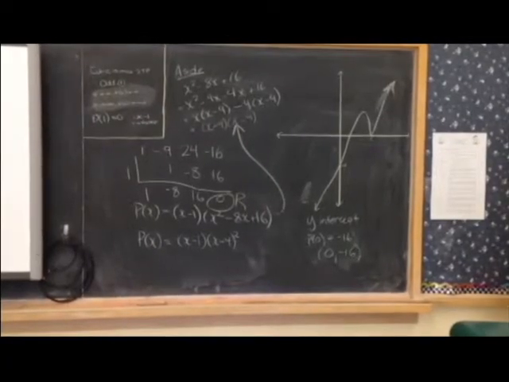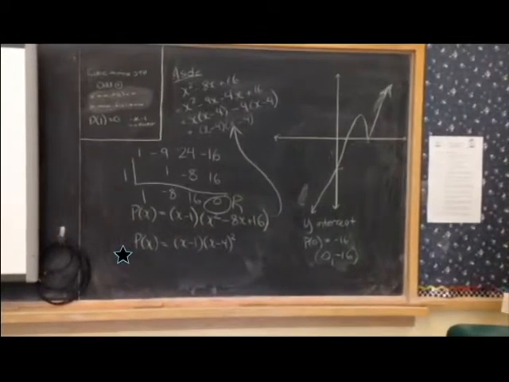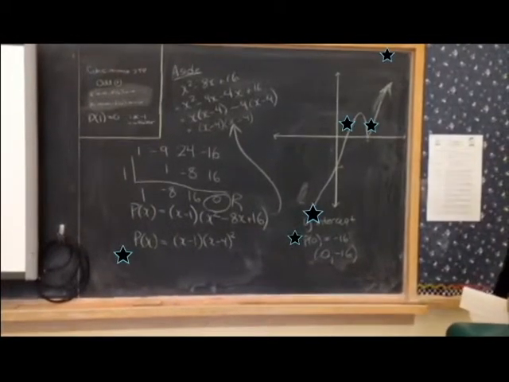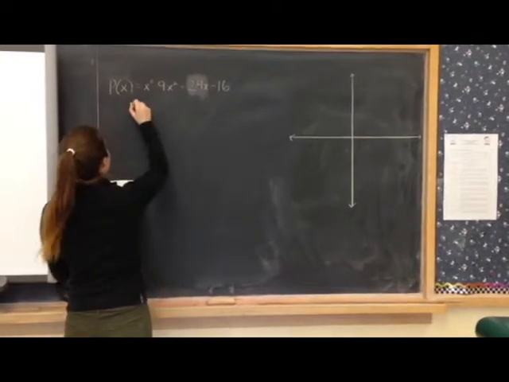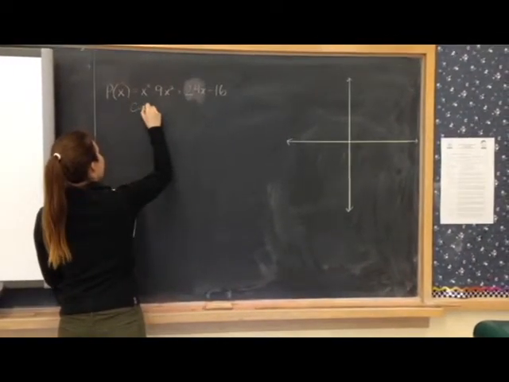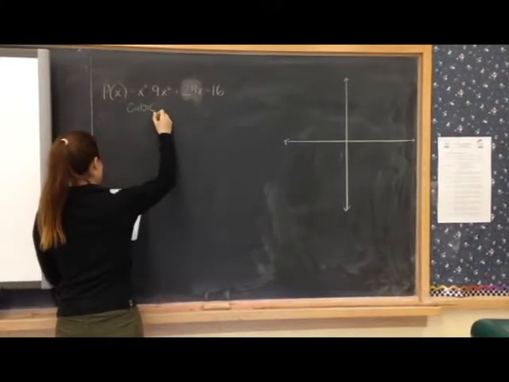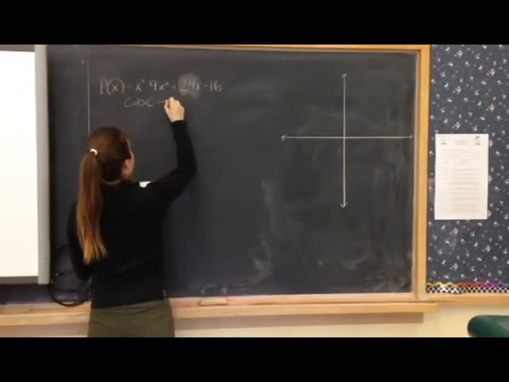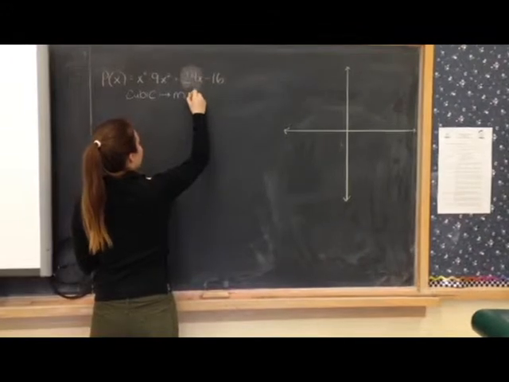At the end of this video, you should have an answer like this: a factored equation, intercepts, end behaviors, and a graph. Good luck. Okay, so Sharisse is going to show us how to graph polynomial functions today. Our polynomial is p of x equals x^3 minus 9x^2 plus 24x minus 16.